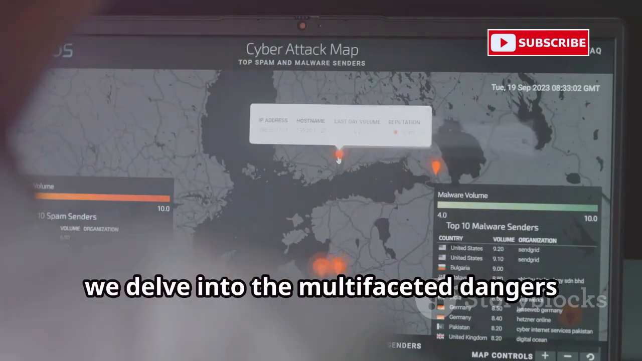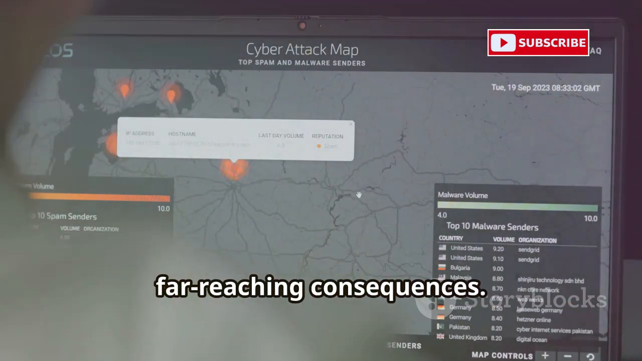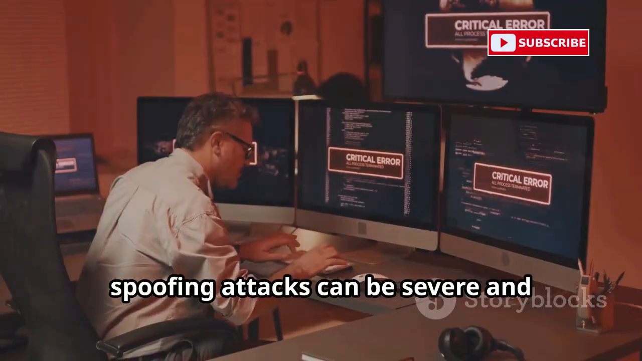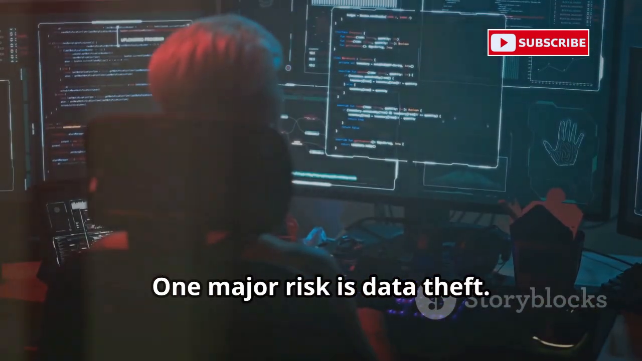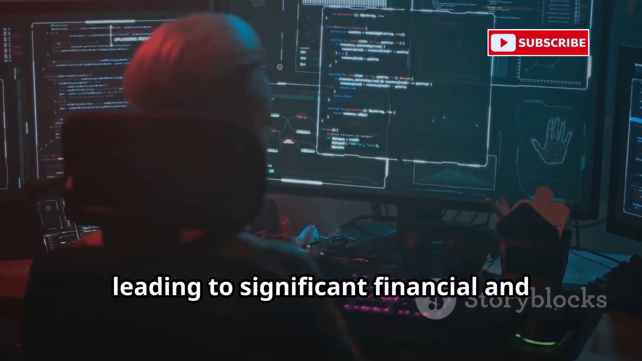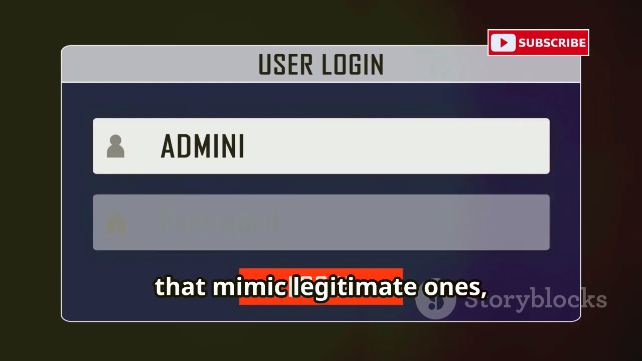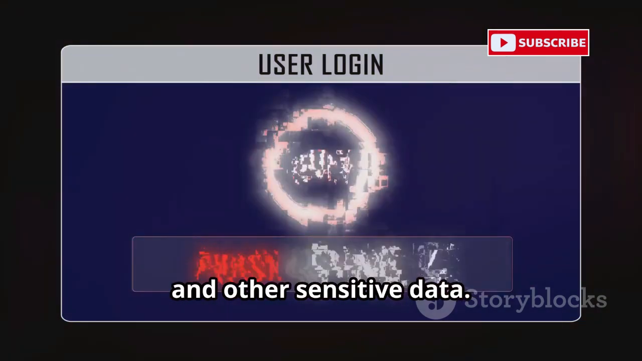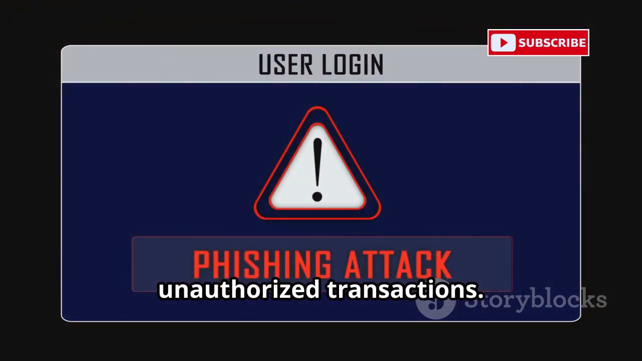In this section, we delve into the multifaceted dangers posed by DNS spoofing attacks and their far-reaching consequences. The consequences of successful DNS spoofing attacks can be severe and devastating for both individuals and organizations. One major risk is data theft. Attackers can intercept and steal valuable information, leading to significant financial and reputational damage. By redirecting users to fake websites that mimic legitimate ones, attackers can steal login credentials, credit card information, and other sensitive data. This can result in identity theft and unauthorized transactions.